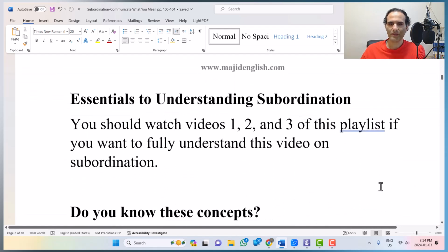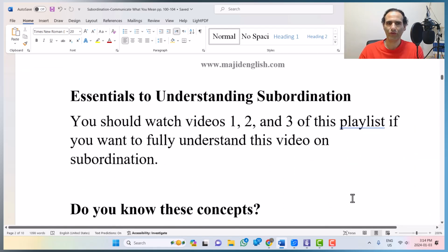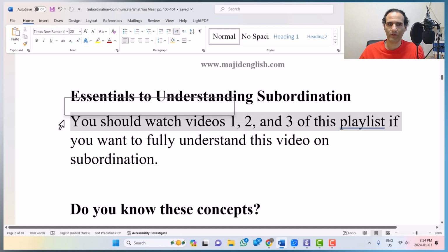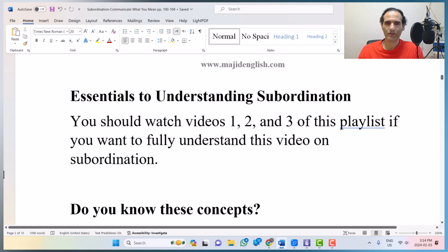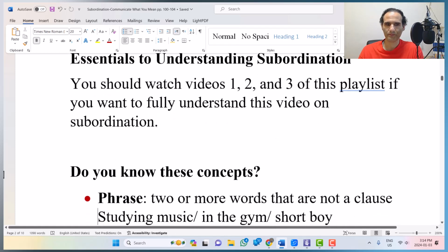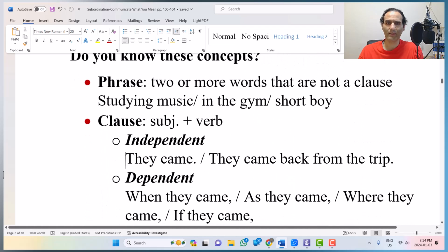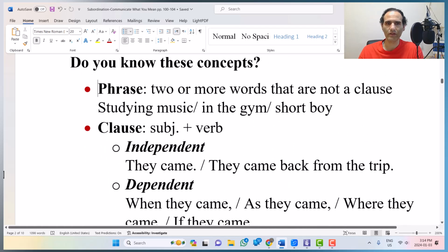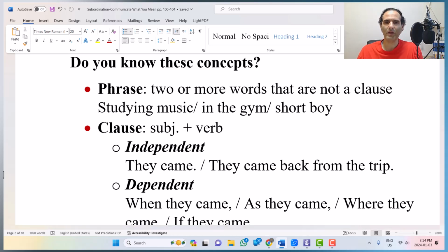So a prerequisite to understanding this video fully is videos 1, 2, and 3. I hope that you have watched them beforehand. If you haven't, I suggest you go and watch them first. What are the concepts I expect you to already know? Phrase and clause. What is a phrase? Previously I have talked about it. Again, I recap. Two or more words that come together, but they do not form a clause.